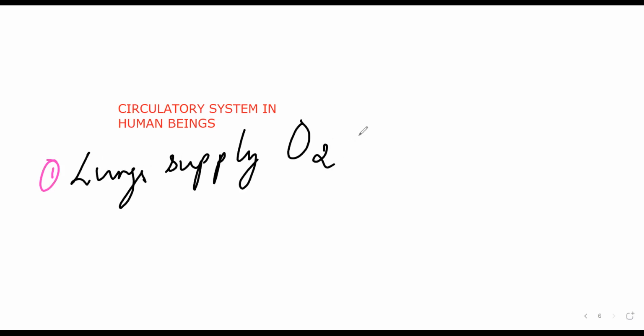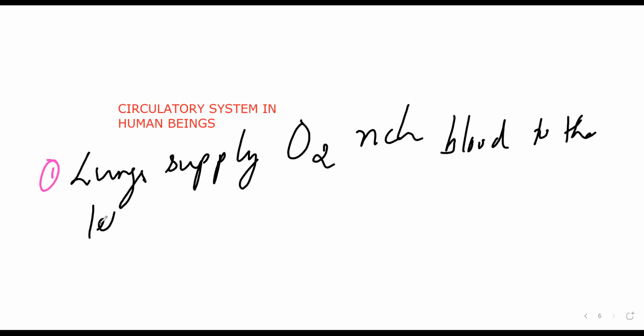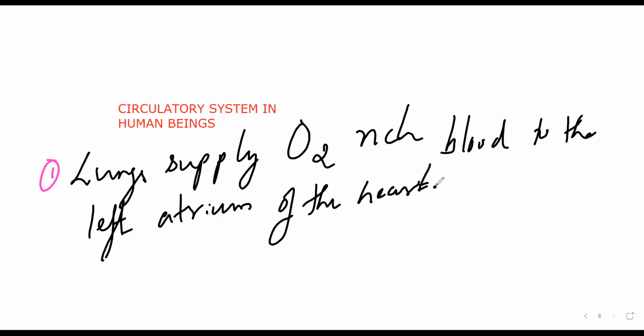So we have seen something called the left atrium. I'll write down here the first one. Obviously, we inhale. Now we come to the second part. The oxygen gets mixed into our blood, right? So the lungs supply oxygen-rich blood to the left atrium of the heart. That is our first step.